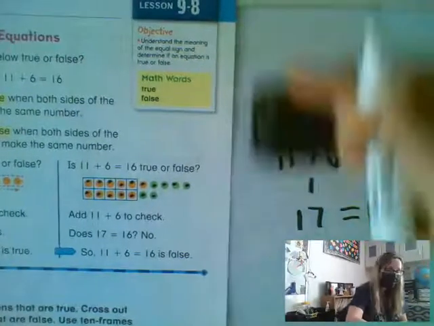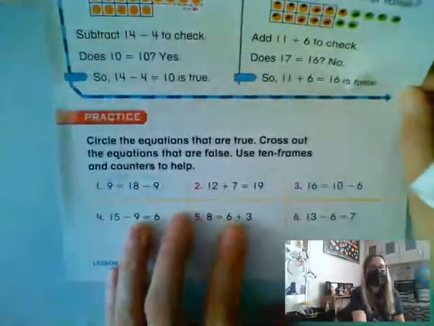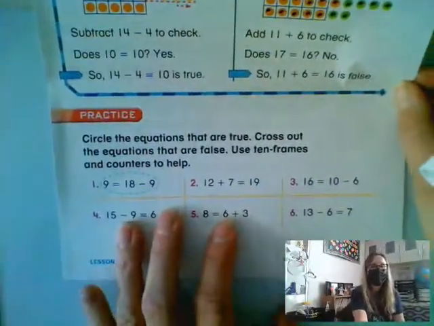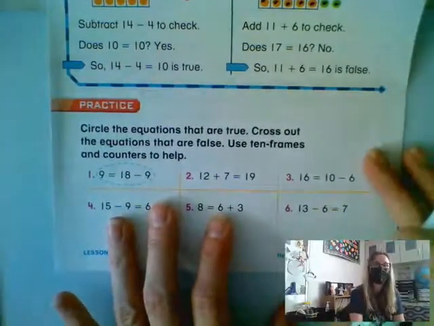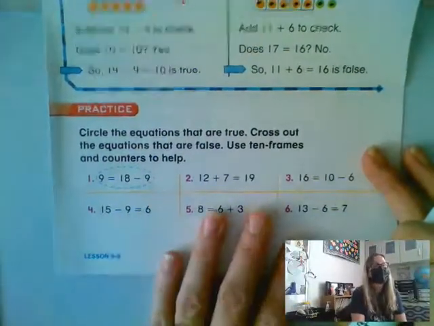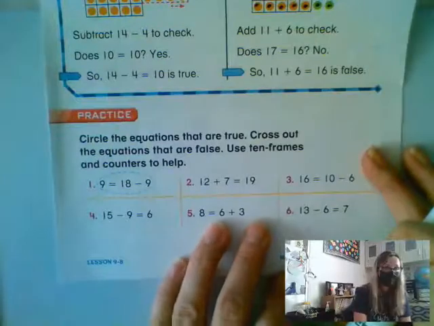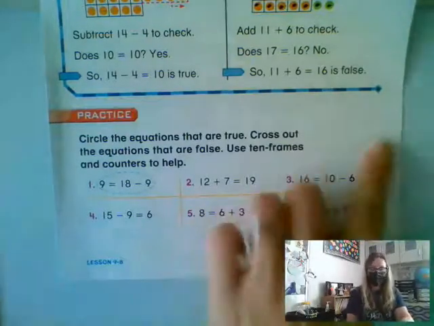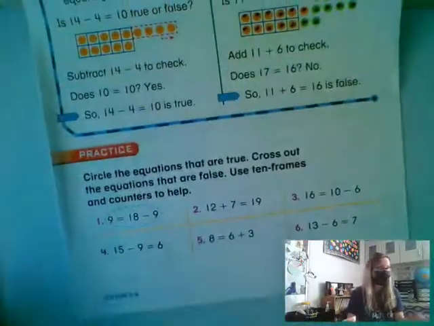So now we are going to look at the practice area. It says circle the equations that are true and cross out the equations that are false. It says we can use our 10 frames and counters to help. You know that I always tell you, you can draw a 10 frame right there on your paper if that helps you.